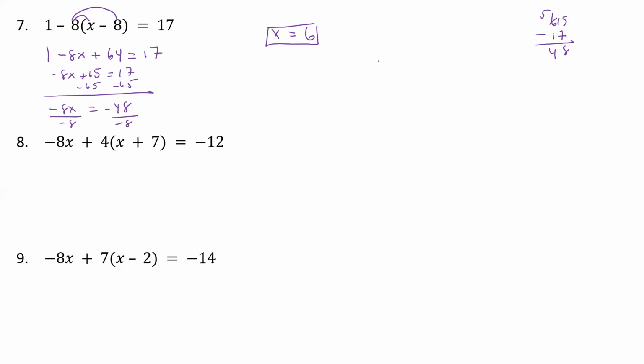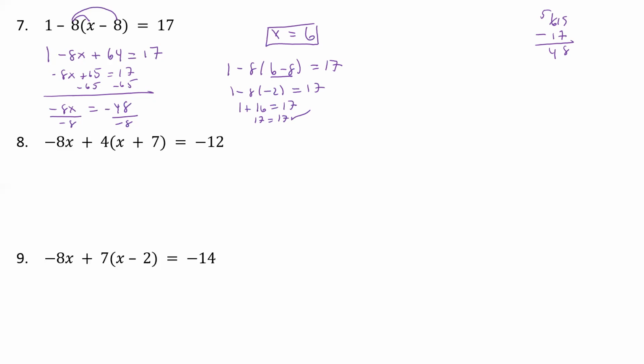And now to check it, well, we take 1 minus 8 times 6 minus 8 equals 17. Well, 6 minus 8 is going to be minus 2, so I have 1 minus 8 times a negative 2 equals 17. Negative 8 times negative 2 is 16, so 1 plus 16 equals 17. And guess what? 17 equals 17.